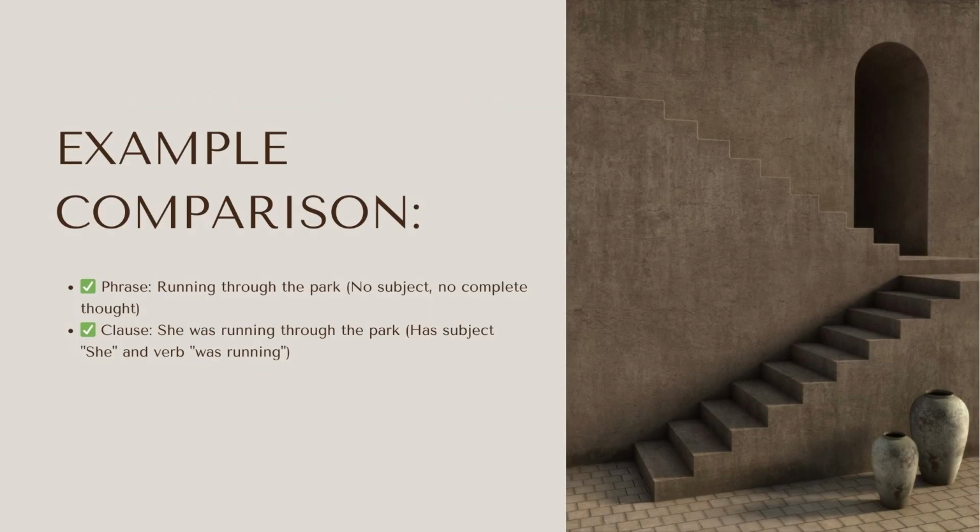Example comparison. Phrase: running through the park. In this, there is no subject, nor a complete thought. Clause: she was running through the park. It has a subject, she, and a verb, was running.